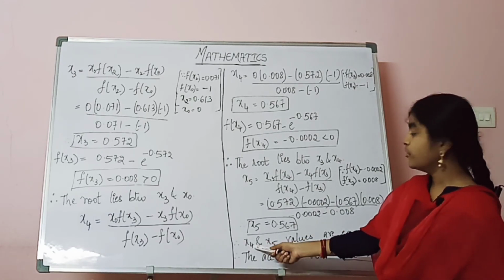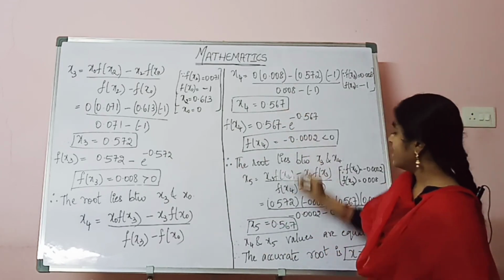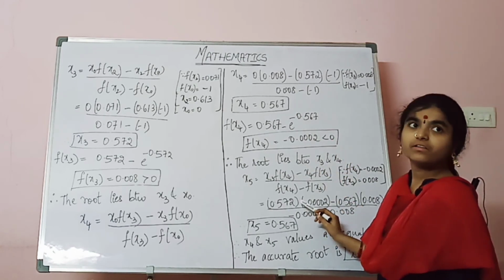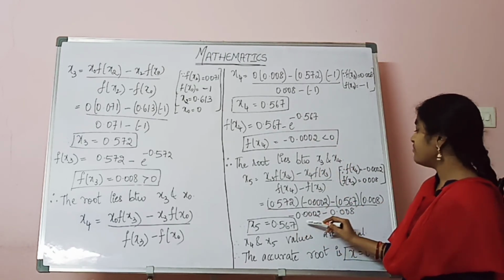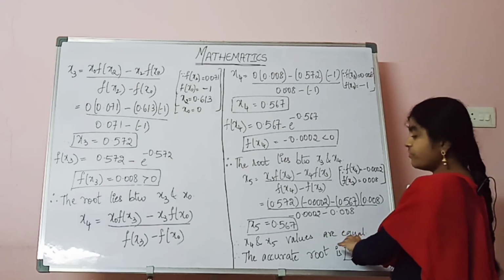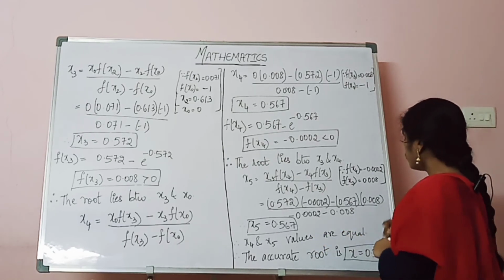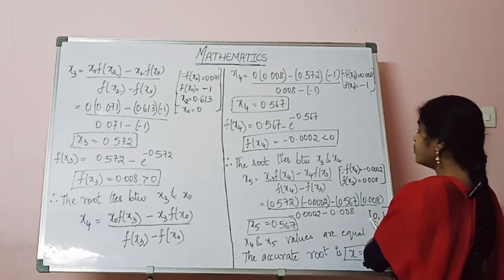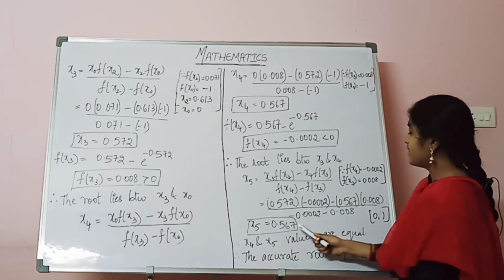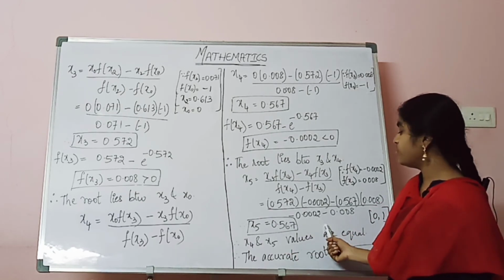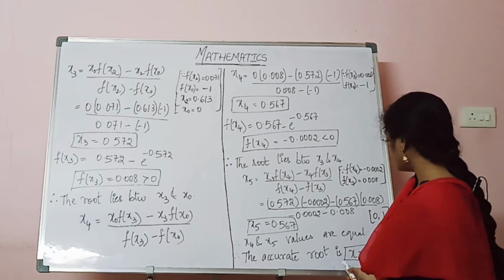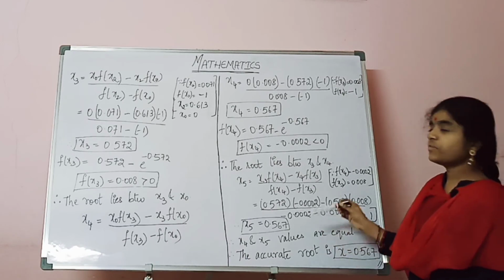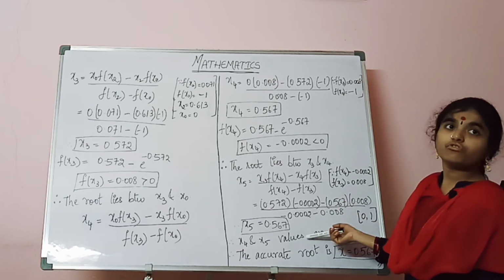So therefore, the x4 value and the x5 value are both equal. What values are we getting here? 0.567. So both values are equal, and we can stop here. It should be between the roots 0 and 1. So what are we getting here? 0.567. Both values are equal. Therefore the accurate root is x equals 0.567. So with this we have completed the problem based on the regula falsi method.